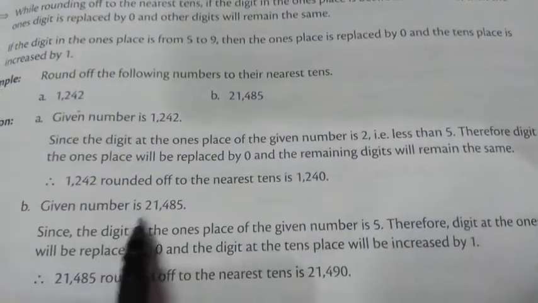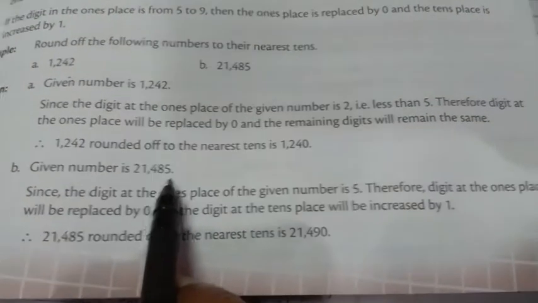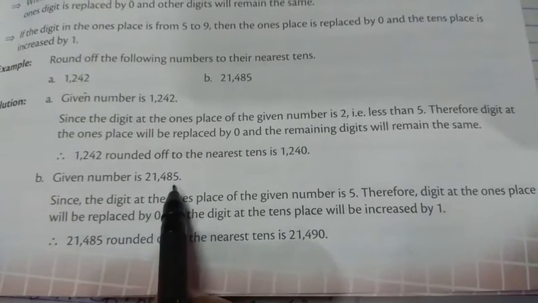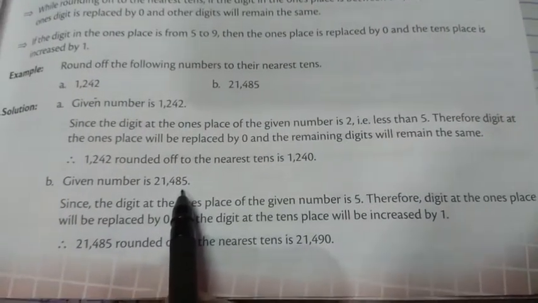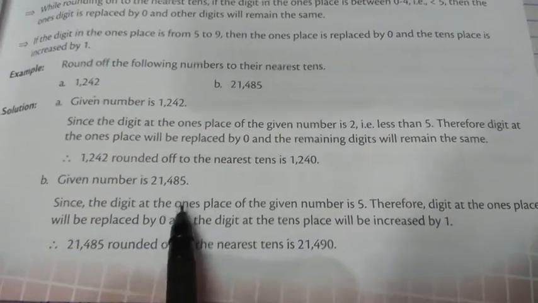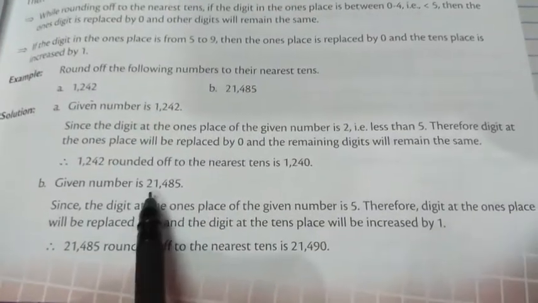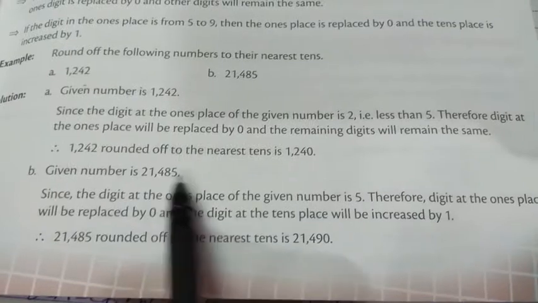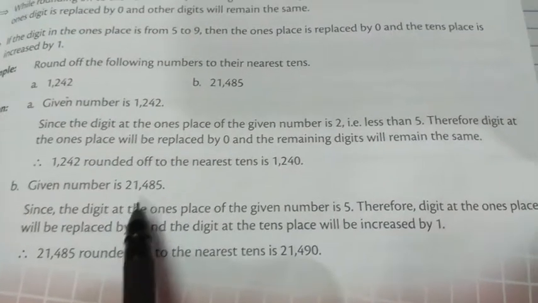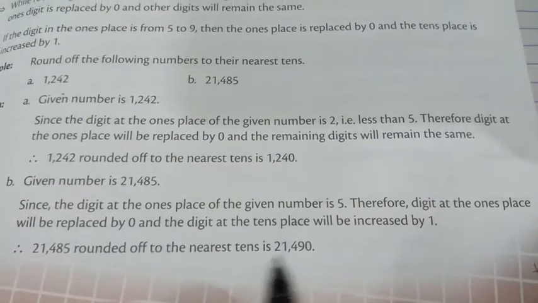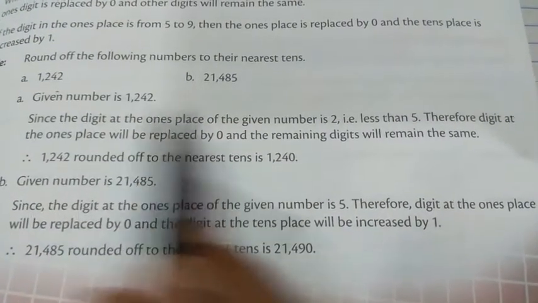Next question is 21,485. So given number is 21,485. Since the digit at the ones place of the given number is 5, therefore digit at the ones place will be replaced by 0 and the digit at the tens place will be increased by 1. So therefore 21,485 rounded off to the nearest 10 is 21,490. See here, this is the required answer for this given question.